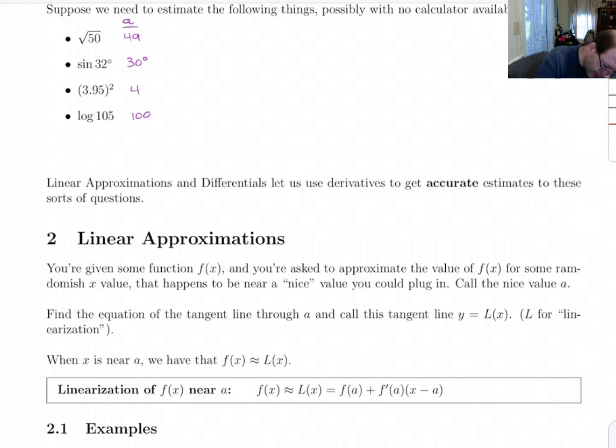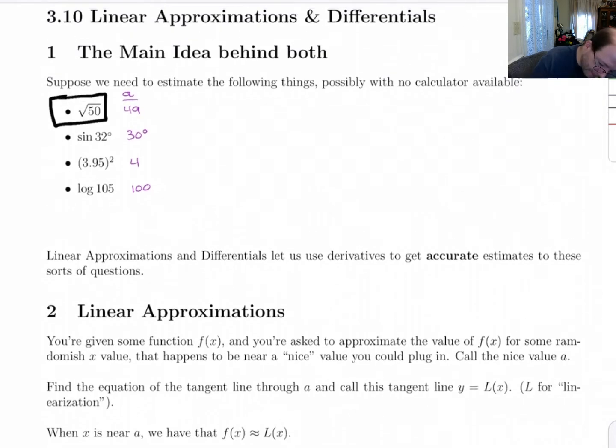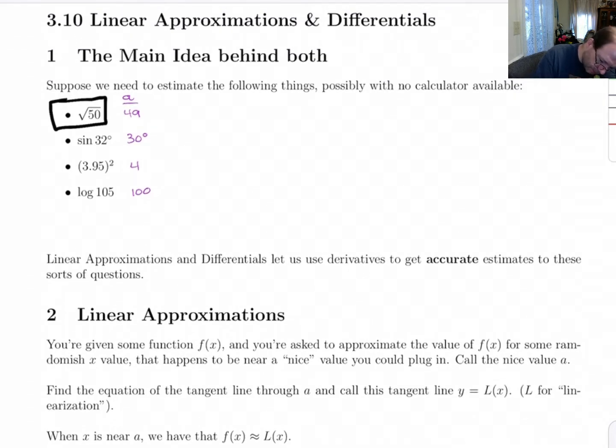I want to do this by concentrating on what I think is the simplest of these, which is square root of 50. All right, so let's do this. The function that I'm interested in here is f of x equals square root of x, and our a here is 49. That's the nice nearby number. And I'm going to go ahead and take the derivative. F prime of x is 1 over 2 root x.